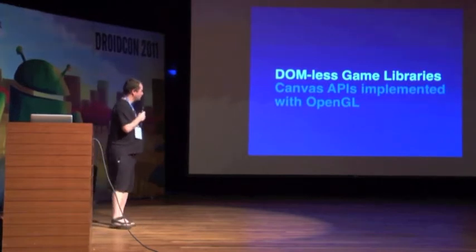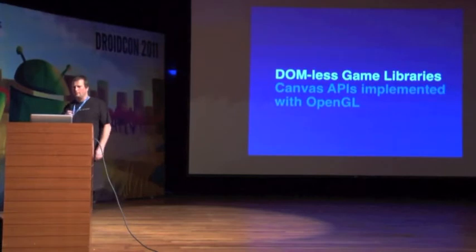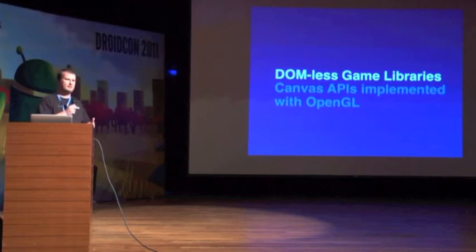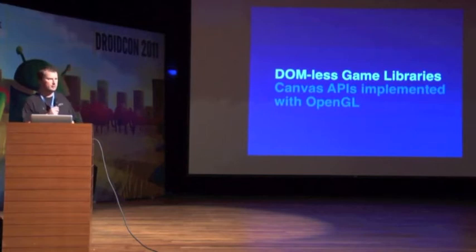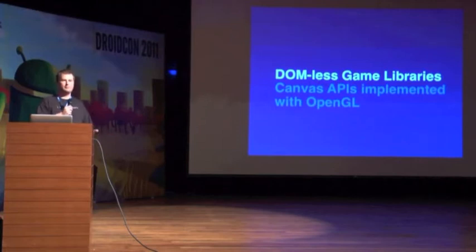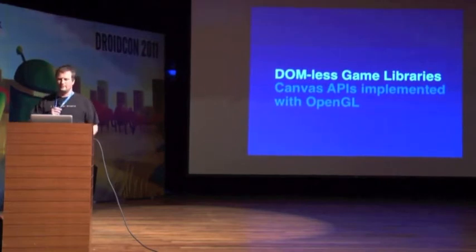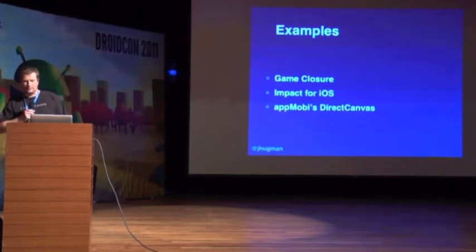We've got a couple of examples of game libraries which are using OpenGL, and they're essentially putting HTML5 Canvas APIs on top to attract the web developers to come and write OpenGL code. So this is incredibly clever because the web developers don't need to know anything about OpenGL, but they get the performance benefits. And they see a sort of 5x speed improvement. And here are some examples.